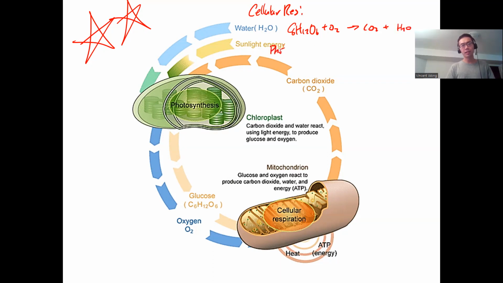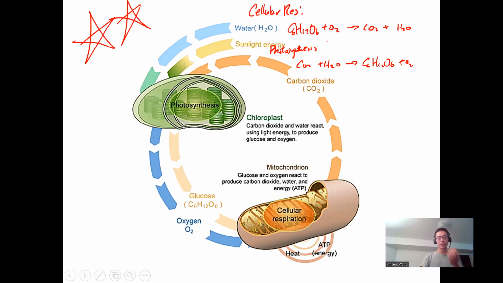For photosynthesis, it's the other way around. It's CO2 plus H2O produces C6H12O6 plus O2, right? So you can see they are actually complementing each other. The product of one reaction becomes the reactants of the next, right? And that's how we cycle carbon, essentially, in the ecosystem. All right.